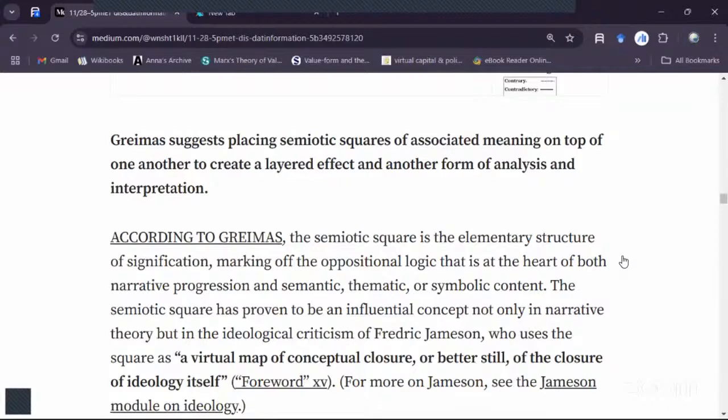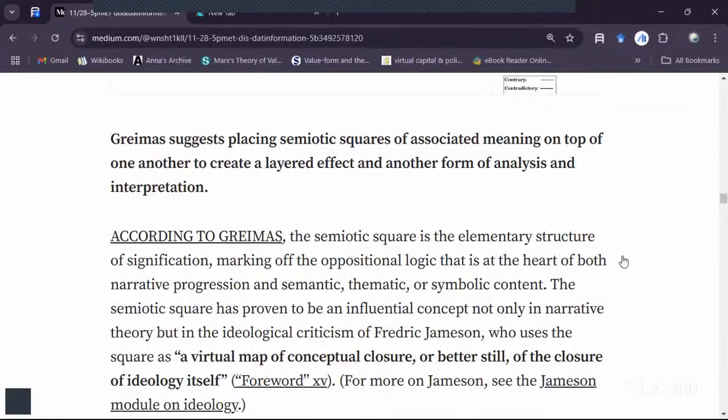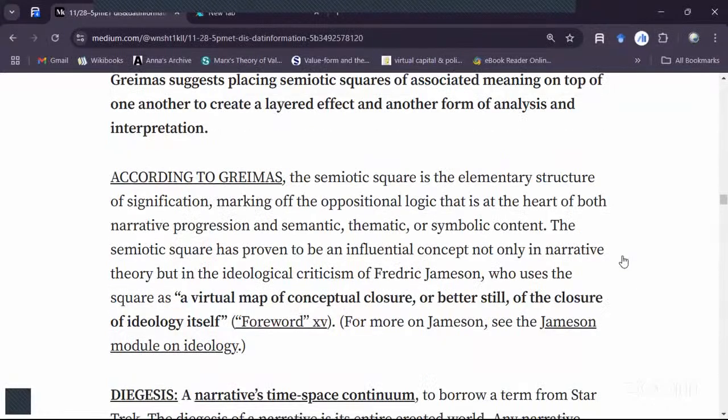And then, according to Greimas, the semiotic square is the elementary structure of signification, marking off the oppositional logic that is at the heart of both narrative progression and semantic, thematic, or symbolic content. In other words, you can take this and look at cinematic narrativity this way, which a lot of people do. It's how Lacanian analysis is applied to film studies, for example.